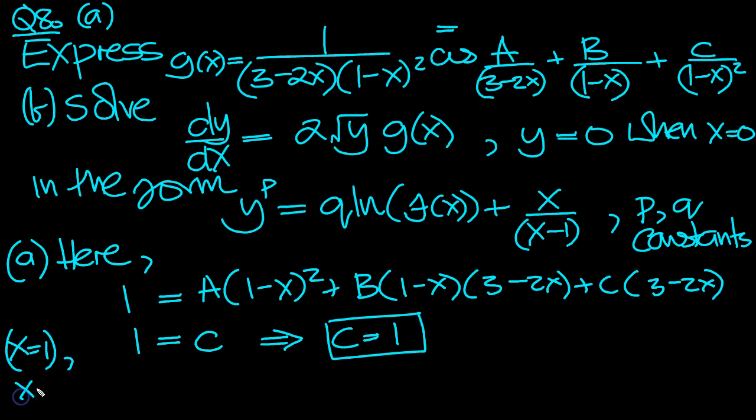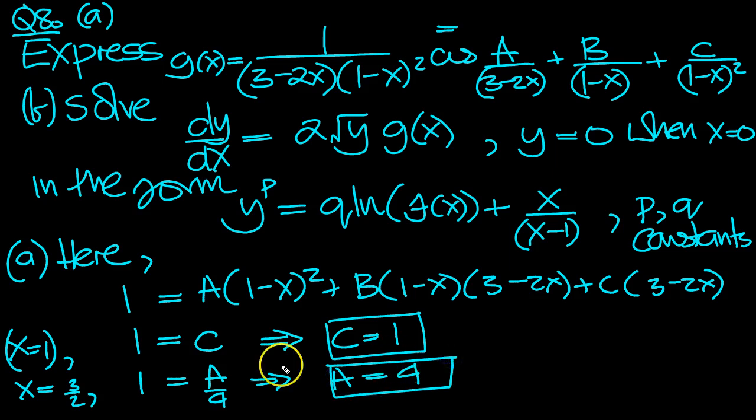Now let's put in x equals 3 over 2. It's the next easiest thing to do, really. So 1 on the left is equal to, put 3 over 2 in here as 0, and here is 0, so it's just here. 1 minus 3 over 2 is minus a half. Minus a half squared is a quarter, so that's A over 4. So that tells us then that A equals 4. There's A.